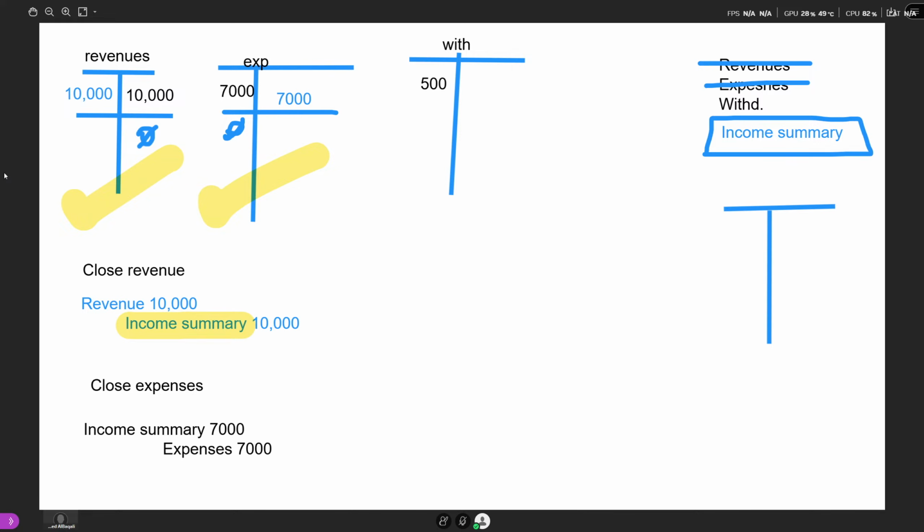How can I know what is the balance? I'll see what I did. Assume that this is your income summary account. First of all, you credited 10,000 to close the revenues. Then you debited 7,000 to close your expenses. First of all, I credited 10,000, then I debited 7,000. So can anyone tell me, please, how much is my income summary account? What is the balance of the income summary account?